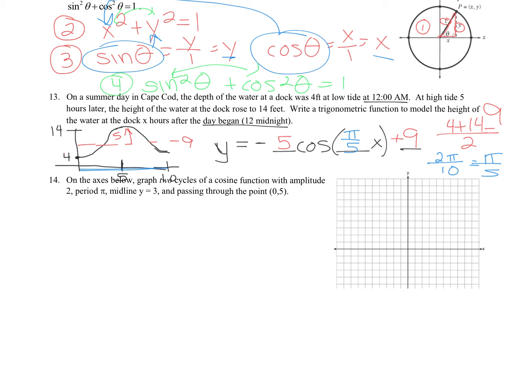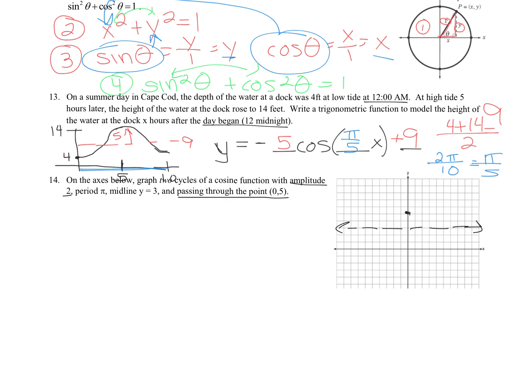On the axes below, graph 2 cycles of a cosine function with an amplitude of 2, a period of pi, and a midline of y equals 3 that passes through the point (0, 5). So I'm going to draw in that midline first. Here's my y equals 3. They want a cosine curve, so I'm going to start up at the top. They tell me it passes through (0, 5). So we're starting right here. This really indicates to me that I'm starting at the maximum, so it's positive cosine. We do already know the amplitude is 2, so that does make sense.